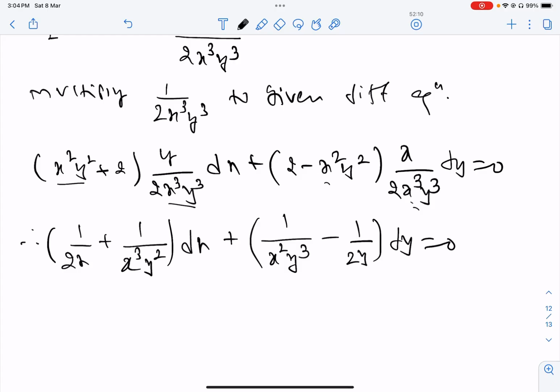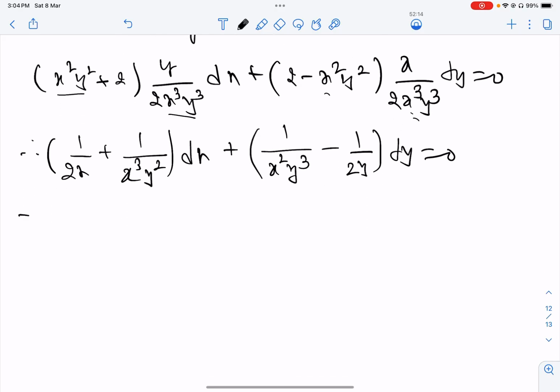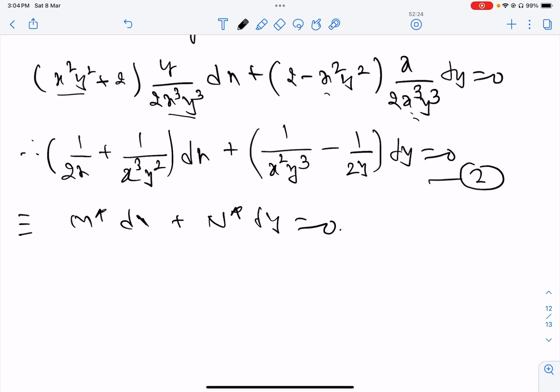This we can consider as of the form some m star dx plus some n star dy equal to 0. Now let us find del m star by del y. This is m star.